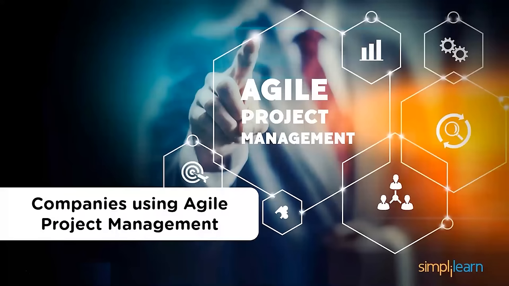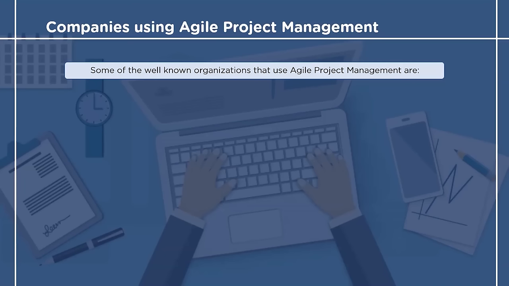Finally, let's have a look at some companies that have opted for agile project management. Today, around 22% of the organizations worldwide have all their teams working on the principle of agile project methodology. Let's have a look at some of the most prominent companies in the world that use agile project management. In the list, we have IBM, Cisco, AT&T, Microsoft, Philips, and Samsung.